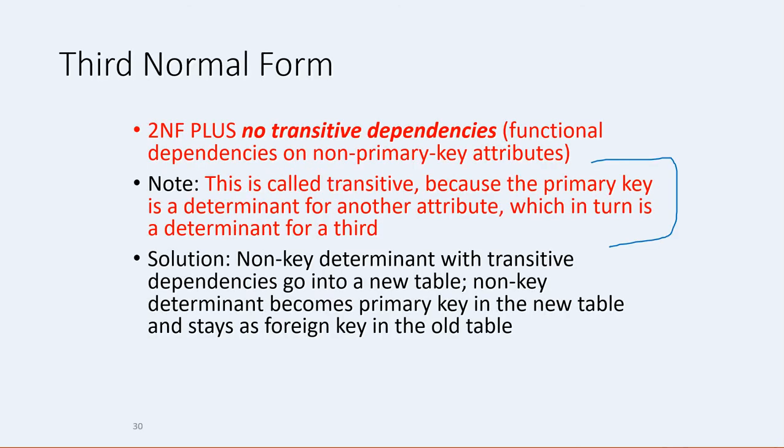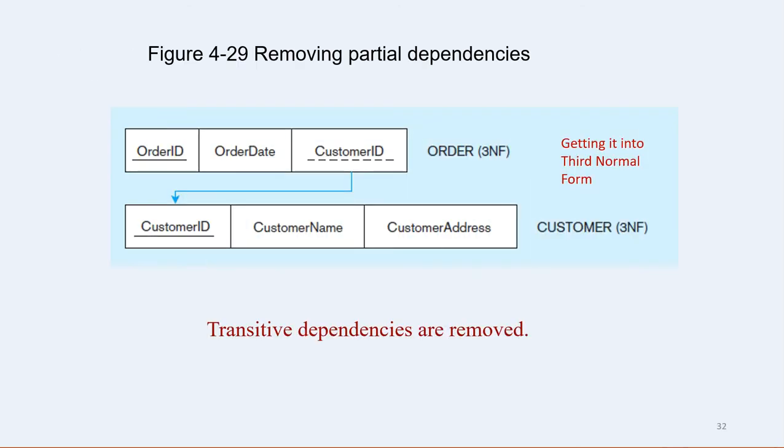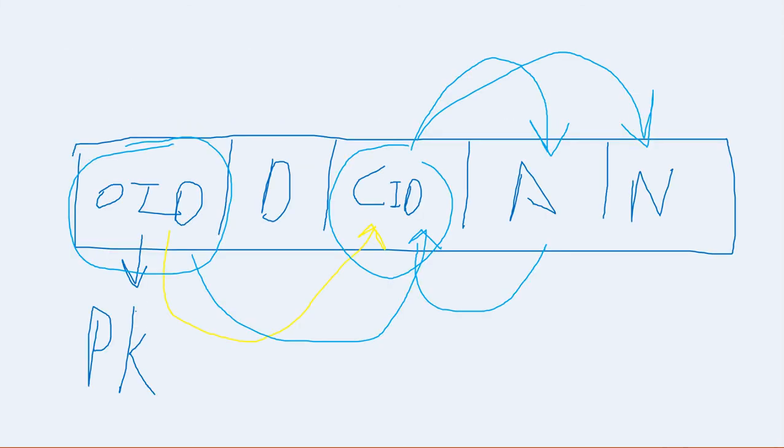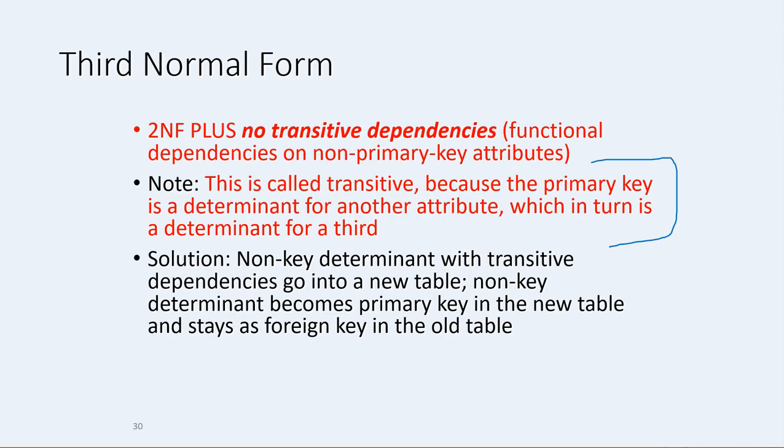So to reach 3NF, what we need to do is simply break this relation into two further relations. And what results will we get?